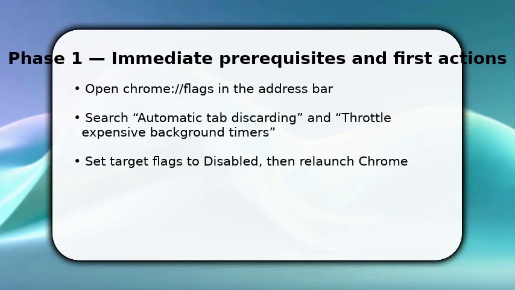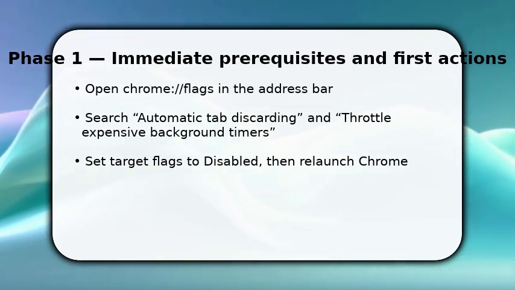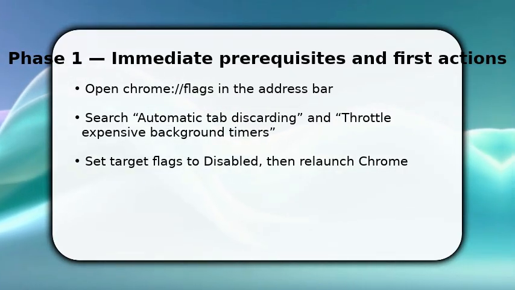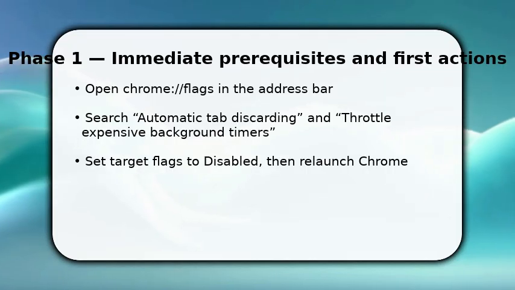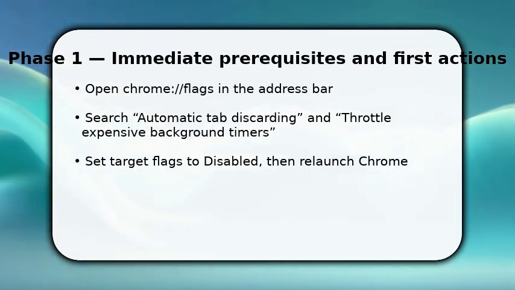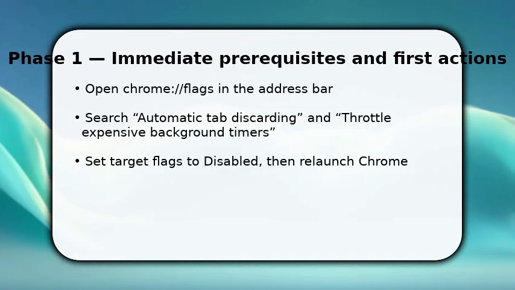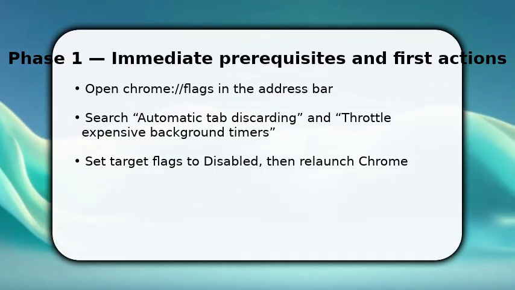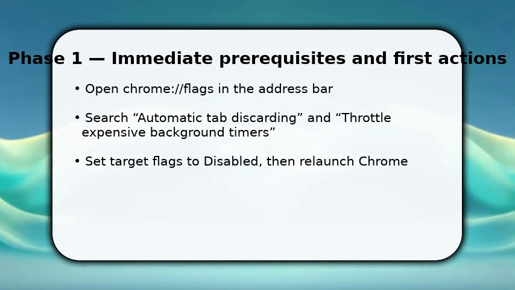You start by opening Chrome, //flags. This gives direct access to experimental controls you need. Once there, type automatic tab discarding into the search box and set it to disabled to stop Chrome from unloading inactive pages. Next, find throttle expensive background timers and disable it so background pages don't aggressively pause scripts. Make sure to click Relaunch Now. This applies changes immediately and prevents many auto-reload triggers from Chrome's memory management.